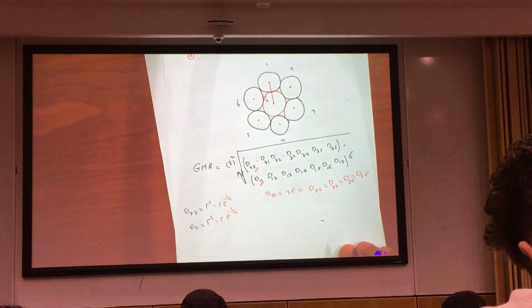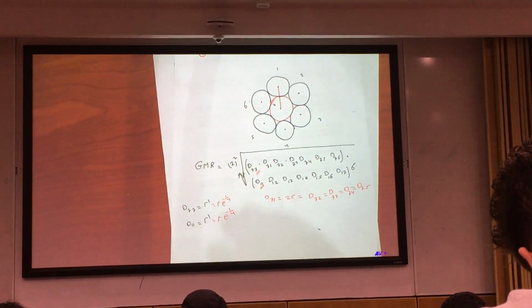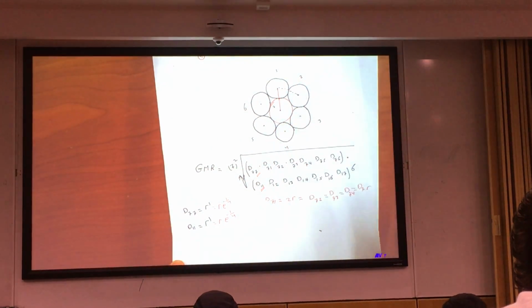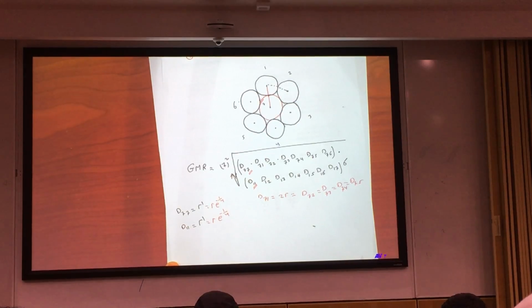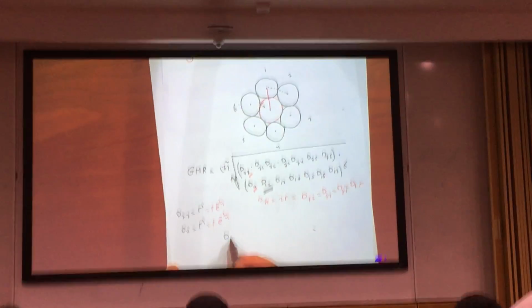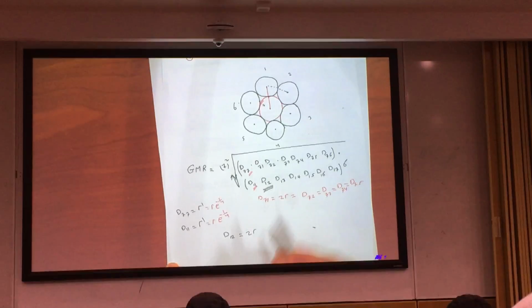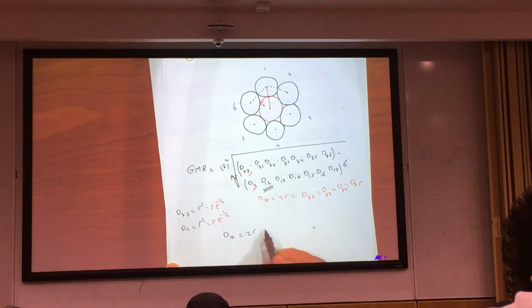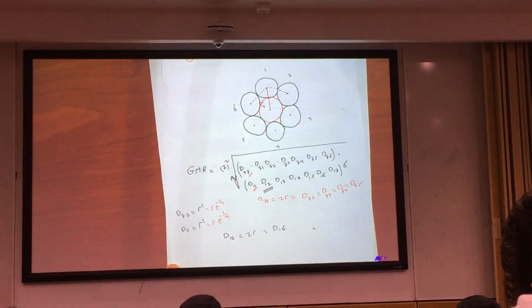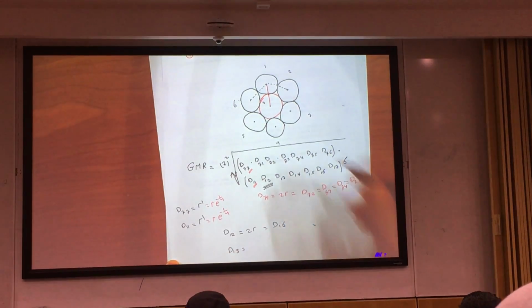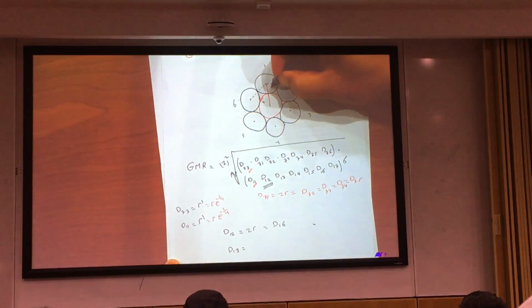How about the other distances? From 1 to 2, for example. Same. D12. What's this distance? 2R, right? Yeah. So if I want to write, D12 is equal to 2R. And this will be the same distance between 1 and 6. So equal to D16. How about D13? This distance.